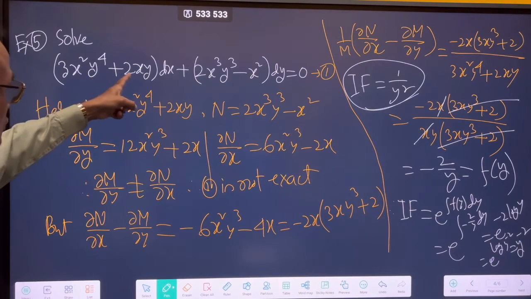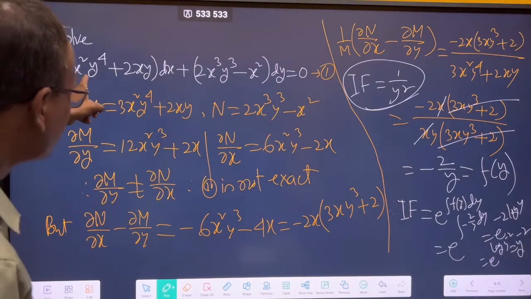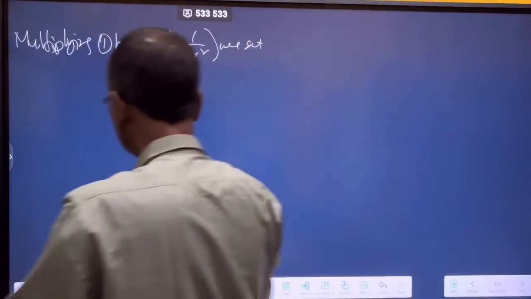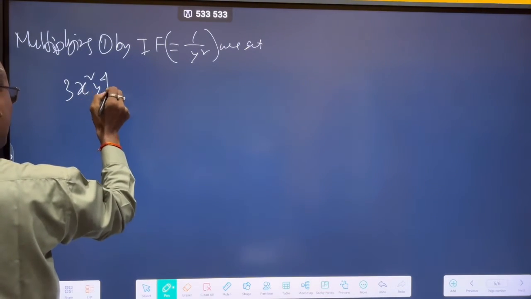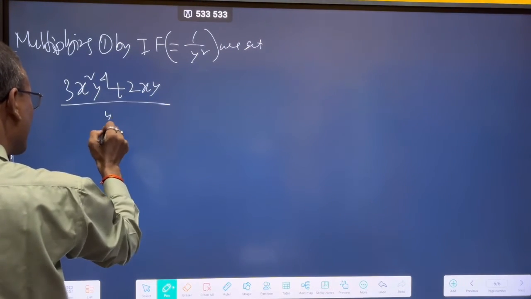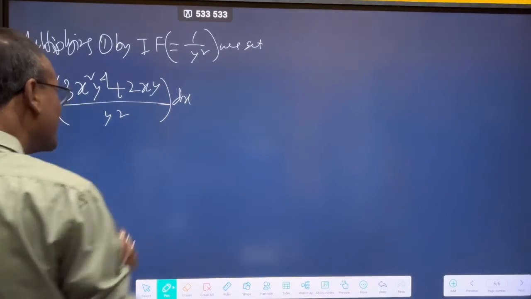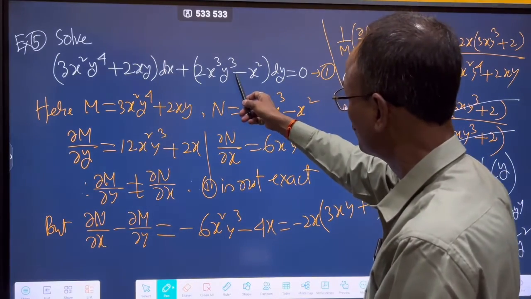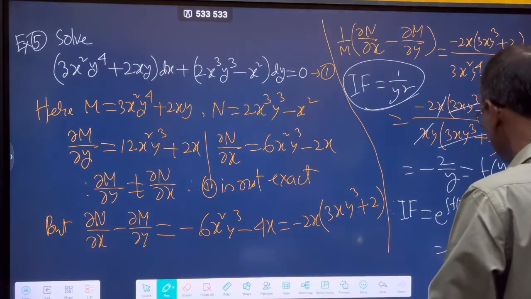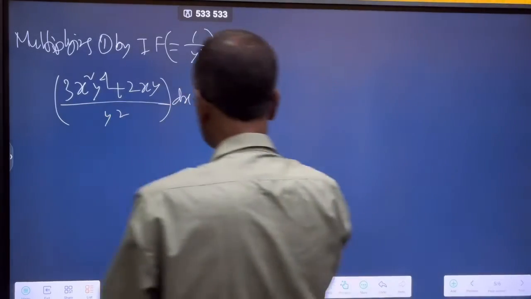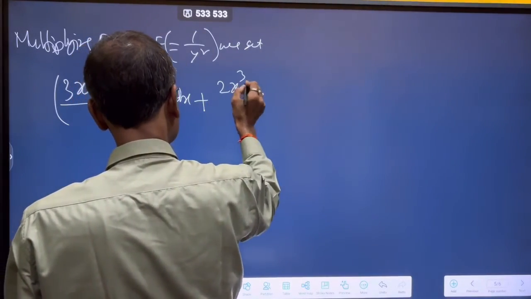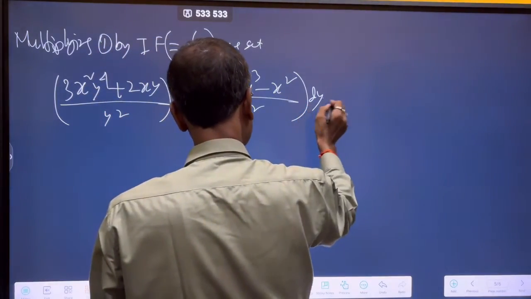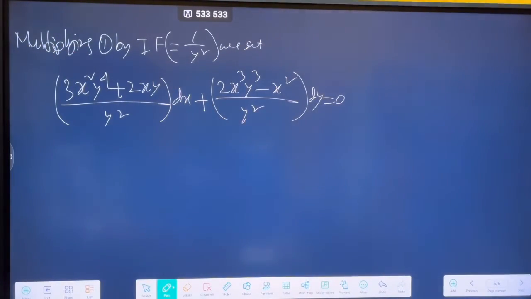Thrice x square y to the power 4 plus twice xy divided by y square dx plus twice x cube y cube minus x square divided by y square dy equal to 0.